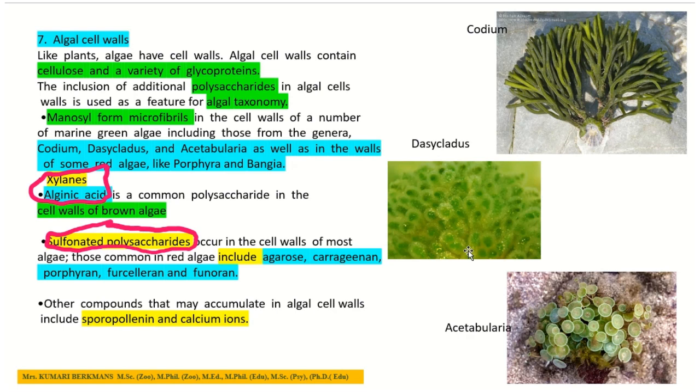Okay, and the brown algae possess special compounds called xylans and alginic acid. And the red algae possess sulfonated polysaccharide. From the name itself, sulfonated polysaccharide is present in the red algae. Xylans and alginic acid are present in the brown algae. So keep in mind, the green algae genera are Codium, Dasycladus, Acetabularia. All these come under green algae.